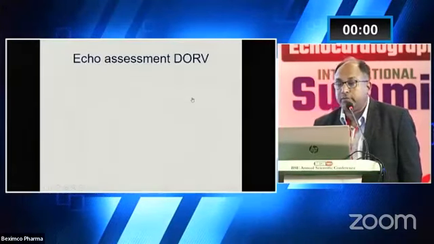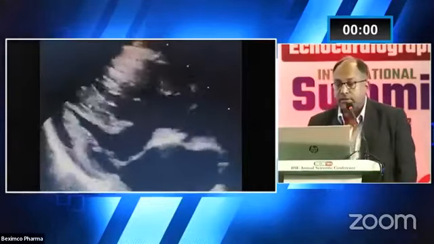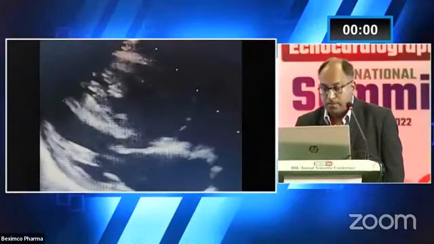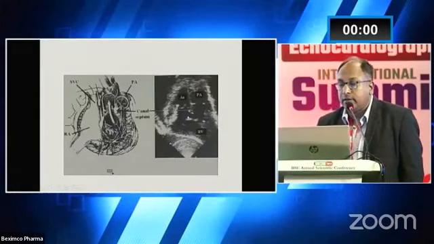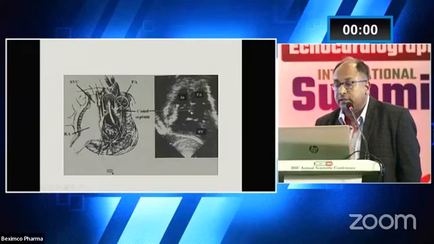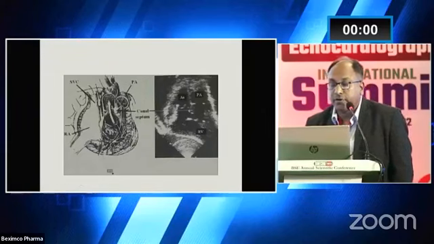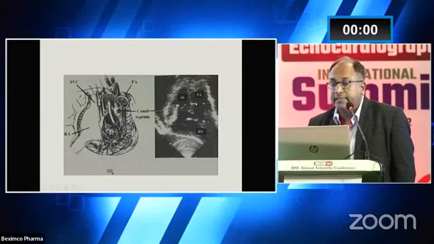So the hallmark of DORV is more than 50% overriding and aortomitral discontinuity. And this is a view of the conal septum. This is a parasternal long view, subcostal. The great arteries are in parallel position. And in this view, you have seen the VSD scarcely. This is a remotely associated VSD.